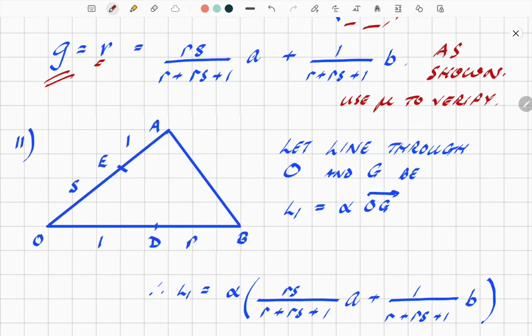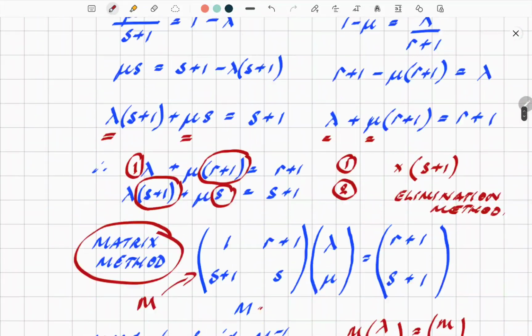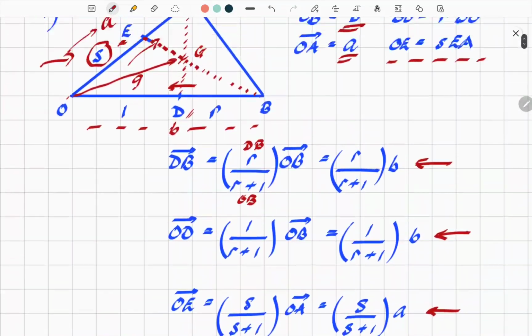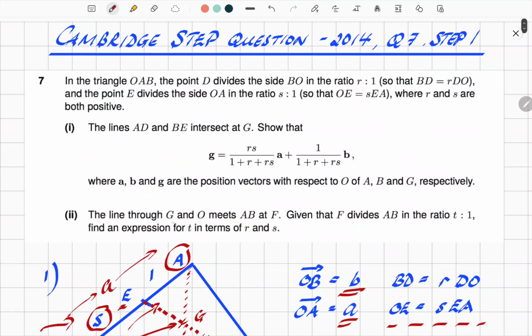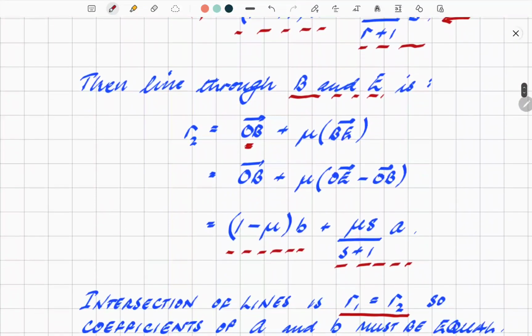Now, this part of the question actually says, and I'm going to go back to the original question. Let's do that quickly. And it says, the line through G and O, all right, so basically OG, meets AB at F, all right? Given that F divides AB in the ratio T to 1, find an expression for T in terms of R and S. Let's get all those words into a diagram.